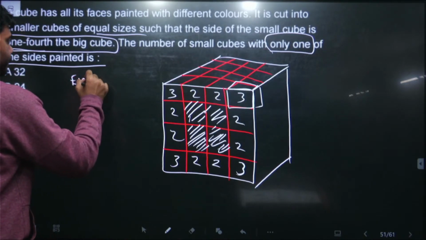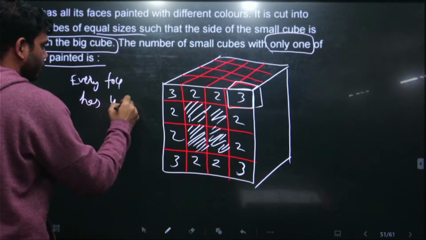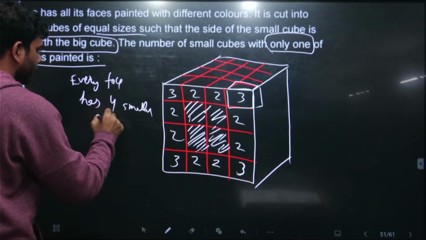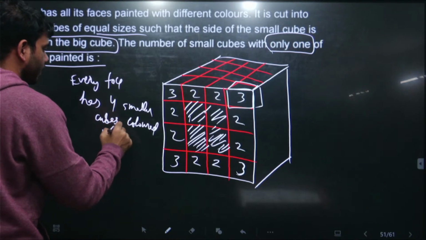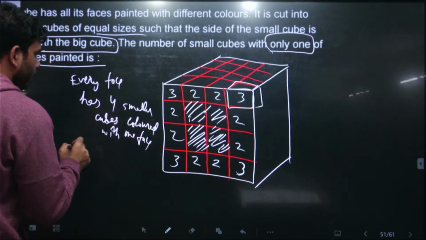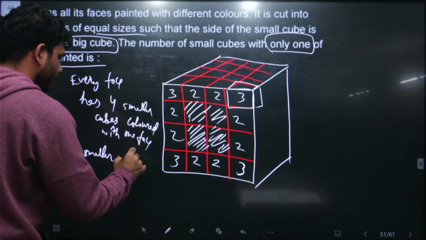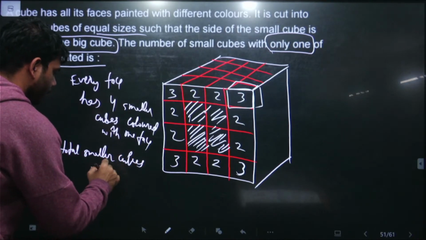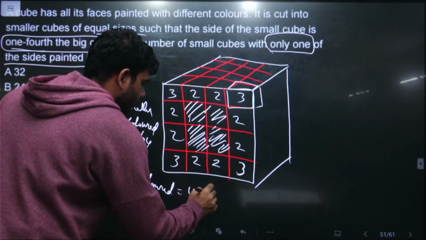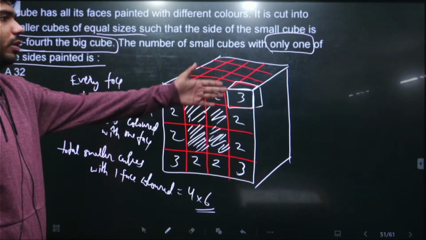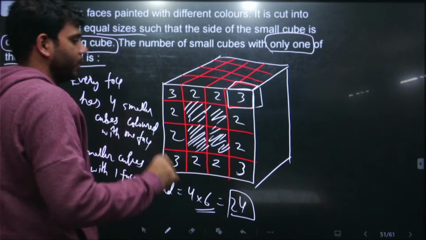Every face has 4 smaller cubes colored with one face. So total smaller cubes with one face colored is equal to 4 into 6. Every face has 4 such cubes and there are a total of 6 such faces. So the total number of smaller cubes with one face colored is 24. So answer is option number B, 24.